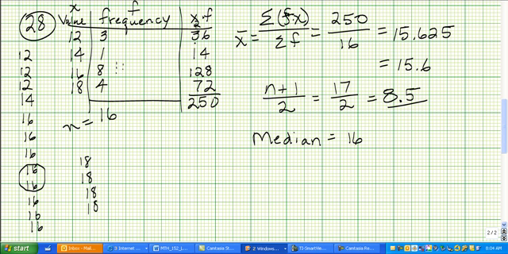Okay, the mode is the most frequent. We can tell that by the largest frequency. So the mode is also 16. So that's the way we work with a frequency table. Okay, and let's do one last one, and we'll call it quits.